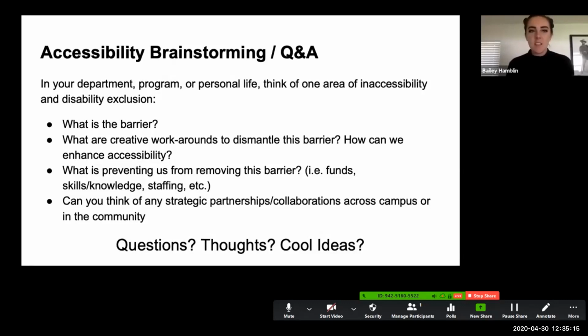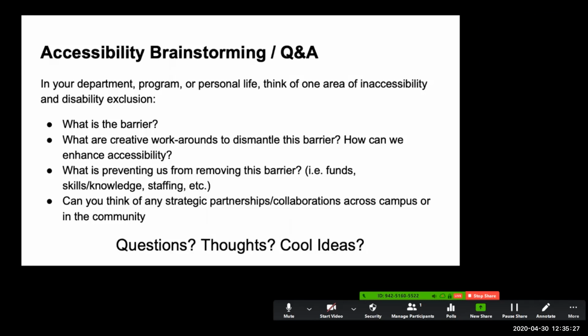Anybody else have any ideas? I'm curious to hear from anybody who is looking to make meetings or other small-scale things more accessible. Debbie Schwartz put a chat message up. She said that she thinks having some of the signs you mentioned available to loan out to different departments on campus would be very, very beneficial. Great.